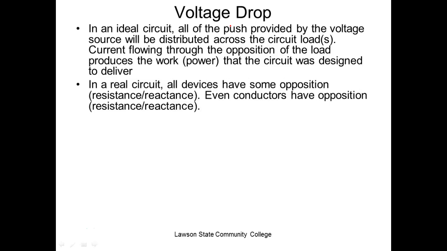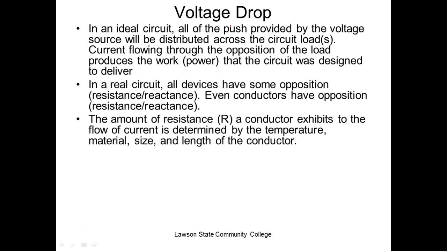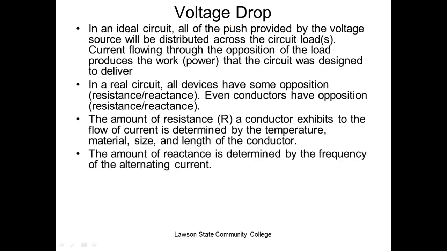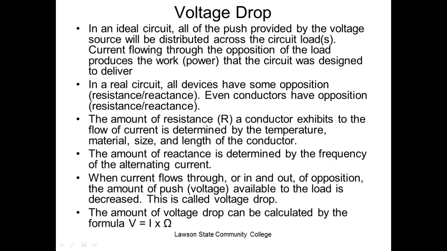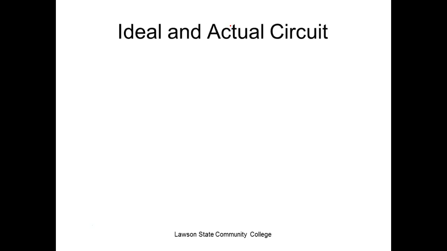In a real circuit, all devices have opposition, either resistance or reactance. Even conductors have opposition. And this is what we just got through, right? Temperature, material, size, and all. And reactance, we're not going to talk about, it's determined by the frequency, but we're not doing it. So available load is decreased. This is called voltage drop. Everybody understand that? V or E is the lost voltage.